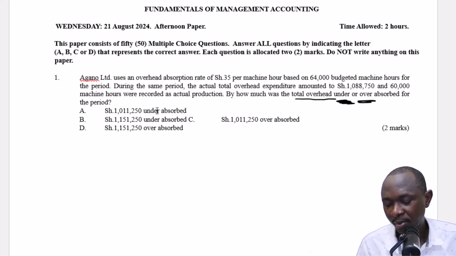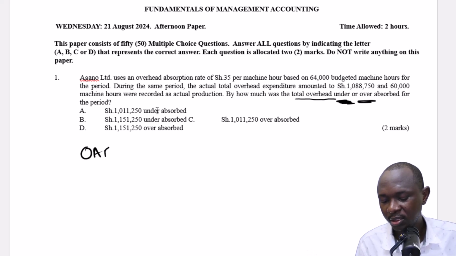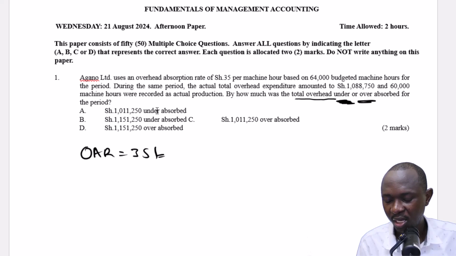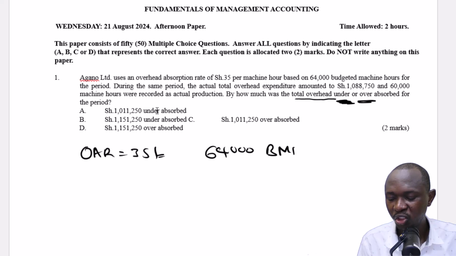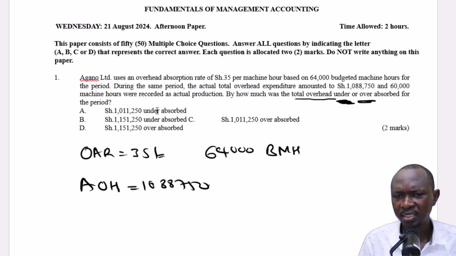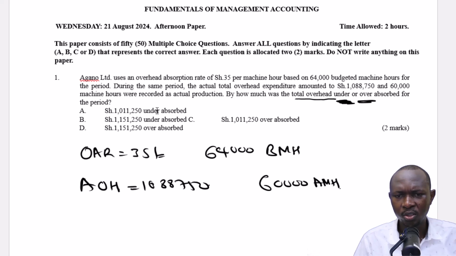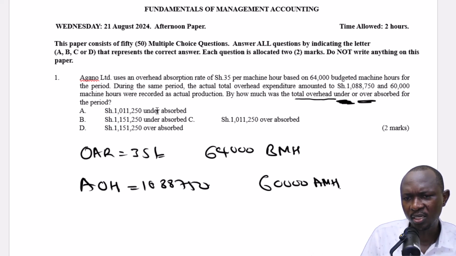Agano Limited uses an overhead absorption rate of 35 shillings per machine hour, based on 64,000 budgeted machine hours for the period. During the same period, the actual overhead expenditure amounted to 1,088,750, and 60,000 actual machine hours were recorded as actual production. By how much was the total overhead under or over absorbed for the period?